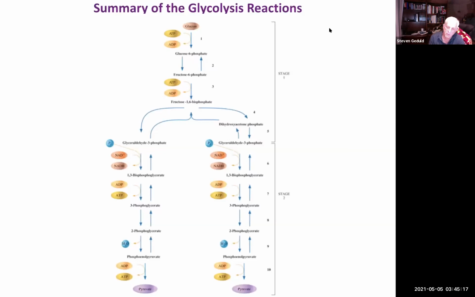Pyruvate is a 3-carbon molecule that can be used to form acetyl coenzyme A, which is going to enter the citric acid cycle to produce more ATP. Okay, so you prepare the glucose, making a glucose 6-phosphate or fructose 6-phosphate, and then running it through the 10 different steps before it enters the Krebs cycle.